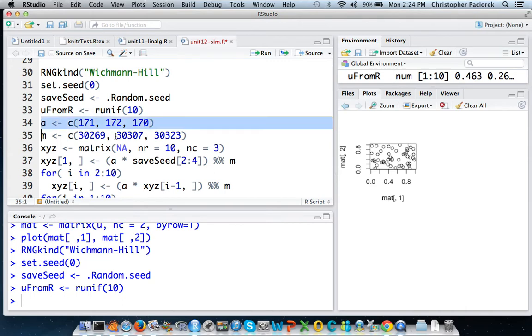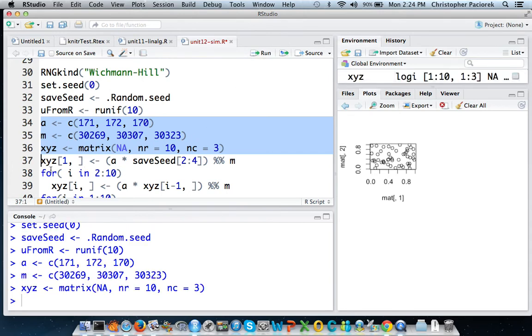And now I'm going to generate 10 random uniforms using Wichmann-Hill where I actually implement it manually myself. So XYZ is going to contain the X, Y, and Z values. And I'm going to start off the first XYZ triplet by taking the second through fourth values from the saved seed from R's random number generator. So what we'll see is that the seed for the Wichmann-Hill is basically the X, Y, and Z values of the starting position. Okay.